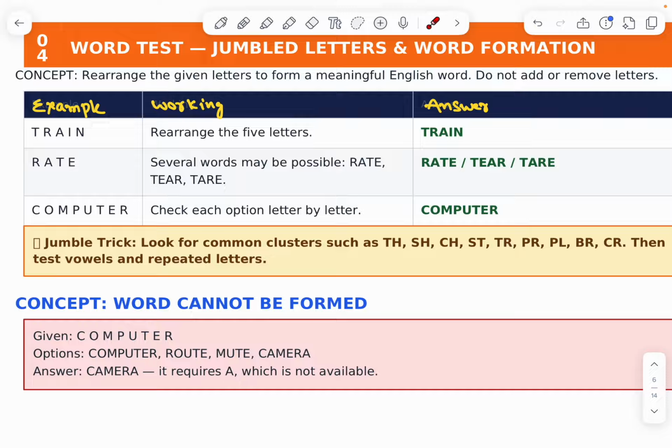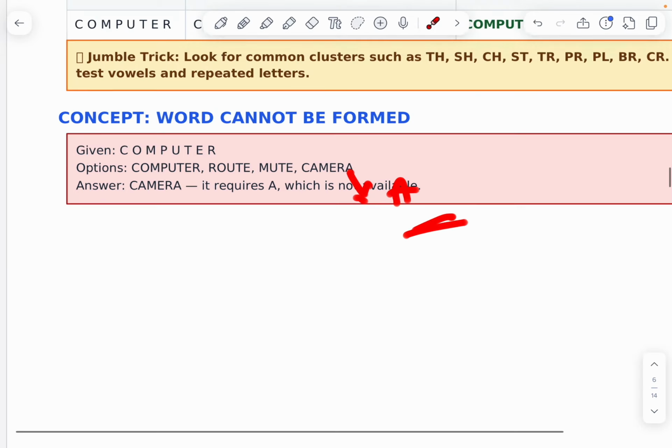Computer and some letters are used. Camera requires A. Therefore, it is not possible. These three are possible, but camera is not possible. Why? Because in camera there is an A. Okay, it's very simple. Next question.